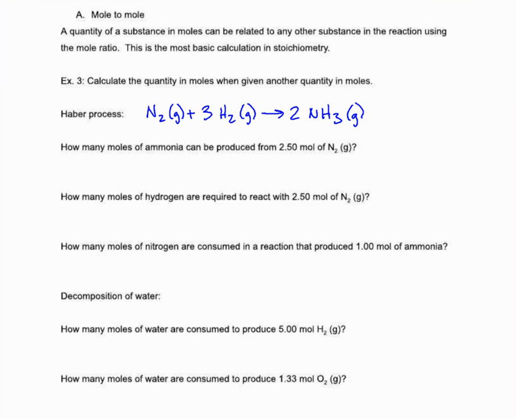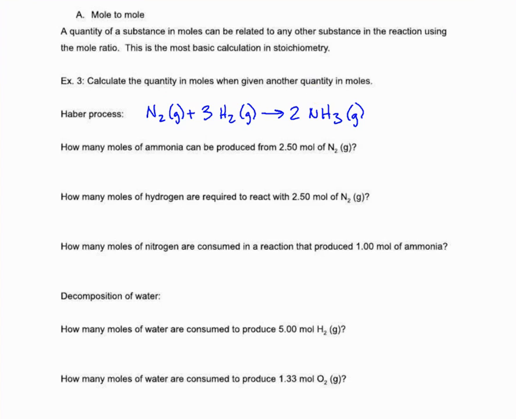So here's the question: how many moles of ammonia can be produced from 2.5 moles of nitrogen? Here's what we want to know. How much of this can I make when I'm starting here? I know how much nitrogen I have. How much product can I make? This is almost like I have 3 cups of sugar. How many cookies can I make from this recipe? That's really the type of question we're looking at here.